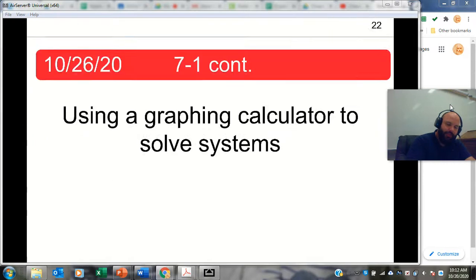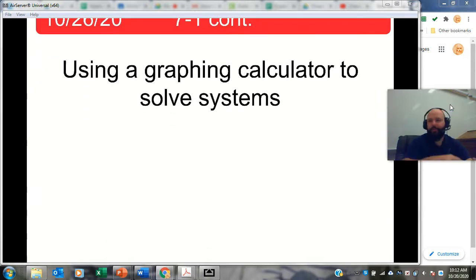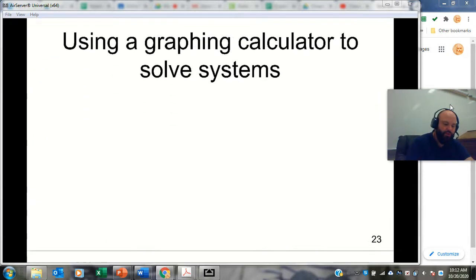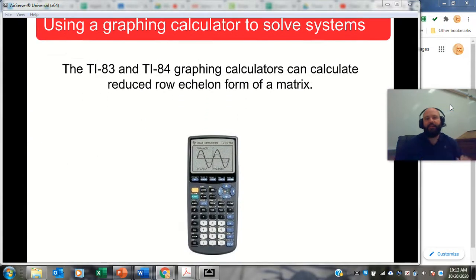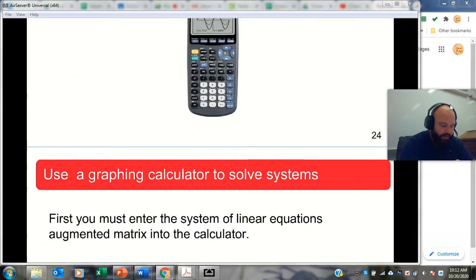So that's enough about who figured this out and all this. I'm going to actually show you how to do this now. It says the TI-83 and the TI-84 graphing calculators can calculate reduced row echelon form of a matrix. And it's actually really pretty simple. The hardest part about calculating this is putting the matrix into your graphing calculator. You have to make sure that you do it correctly, or else you will not get the correct solution.